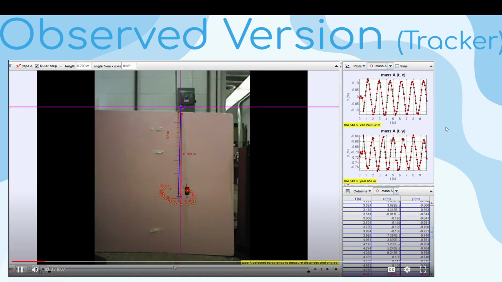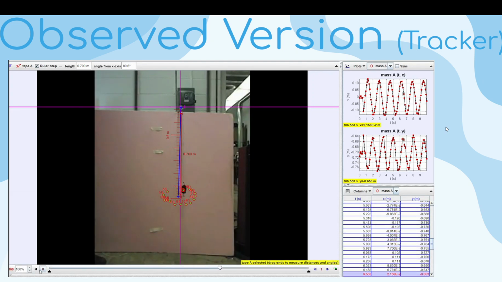So first, the observed version in Tracker is shown here, and the center of mass is shown in this video.